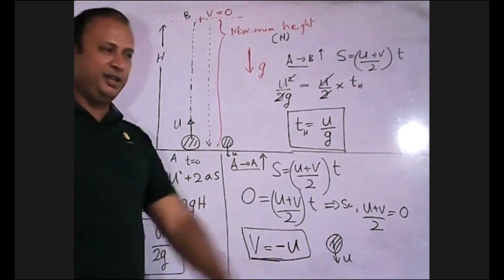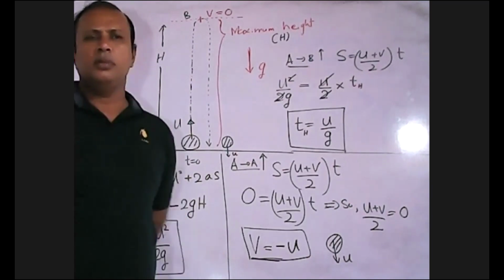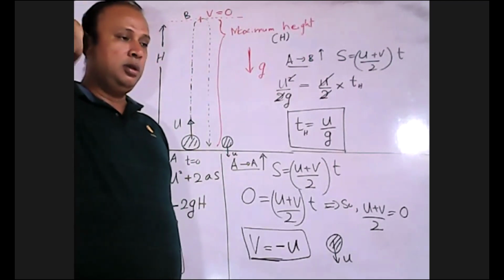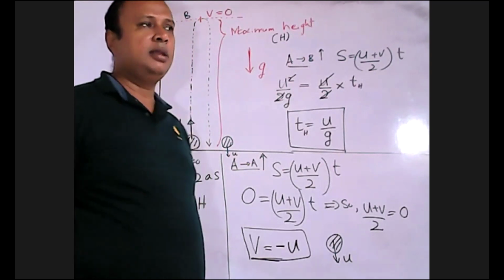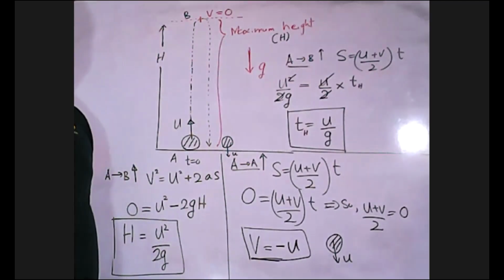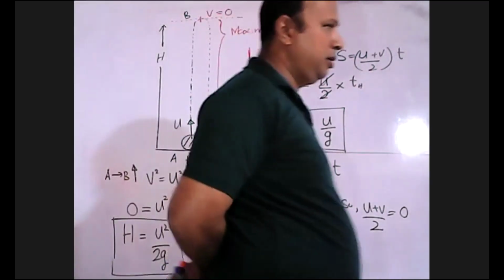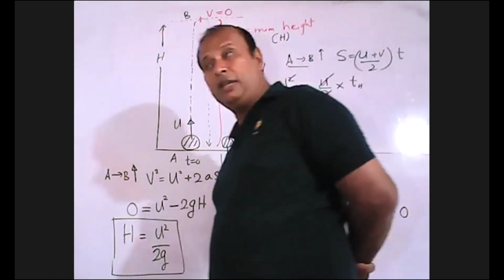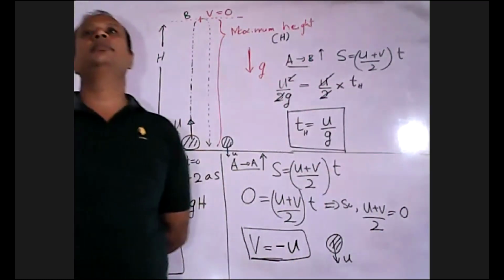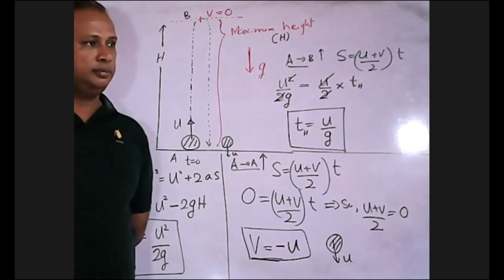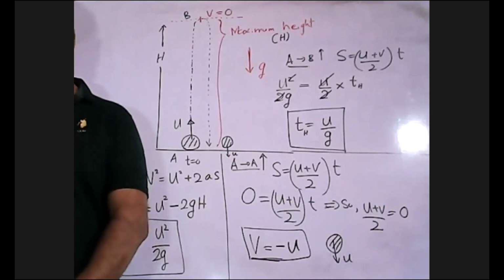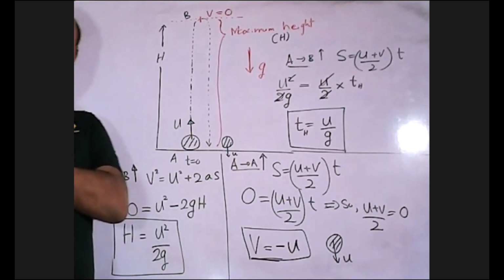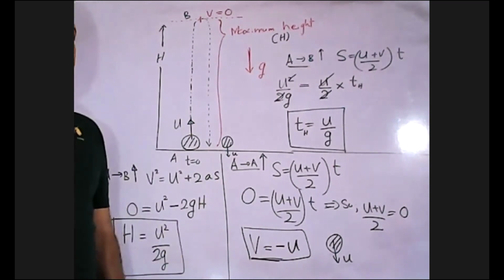Make a special note. The velocity of a vertical projection is equal to 0 at its maximum height.